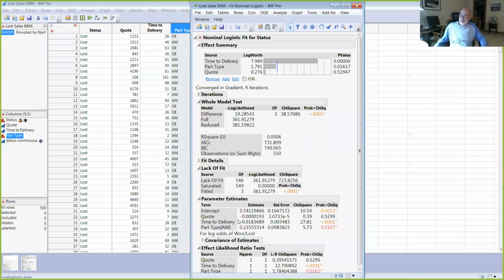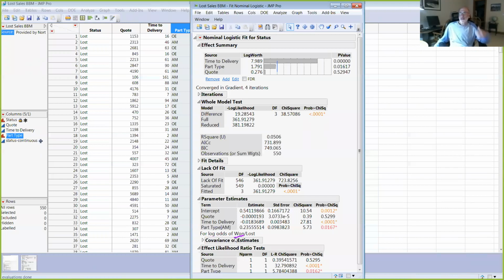So what I would look at is first the sign here. What direction is the impact? Negative. Negative impact on what? On the logarithm of the odds of winning versus losing. In other words, there's a negative impact on the likelihood of winning.